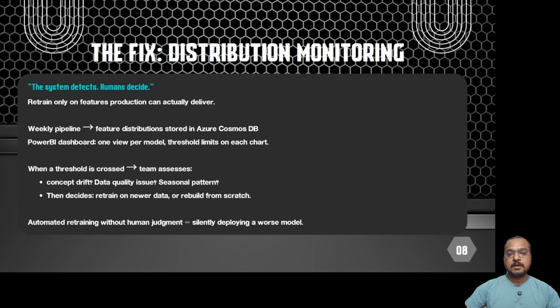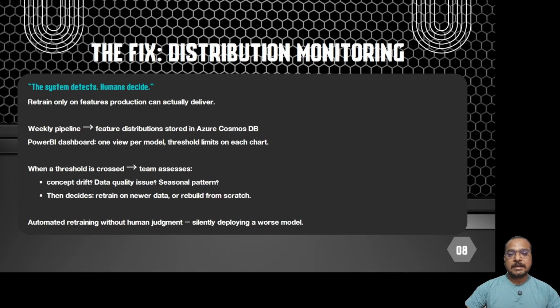and stores them in Azure Cosmos DB. A Power BI dashboard sits on top of that, one view per model, one plot per important feature, with threshold limits drawn directly on the chart. When a distribution crosses a threshold, it's immediately visible to the team.